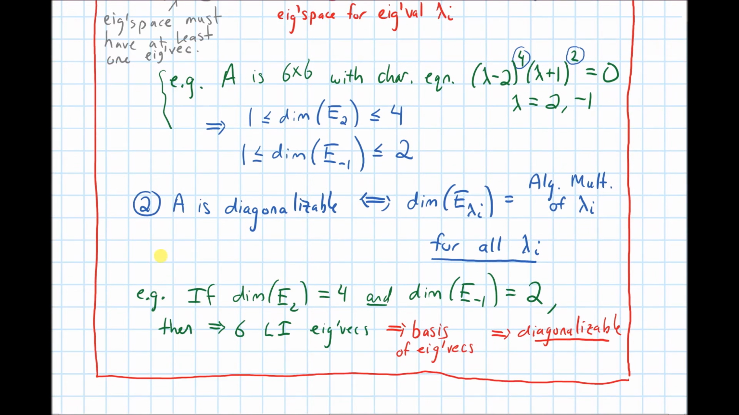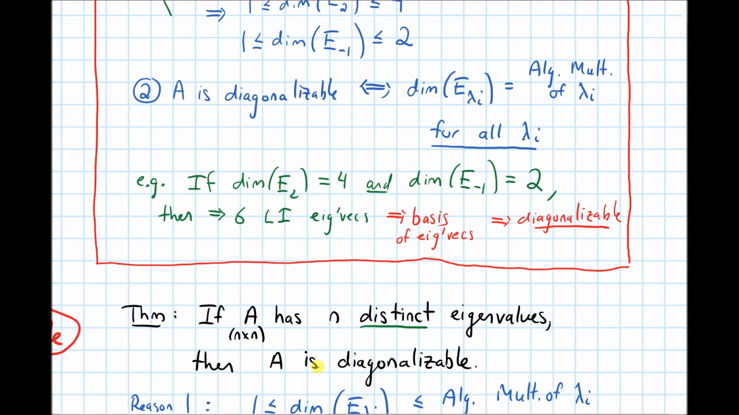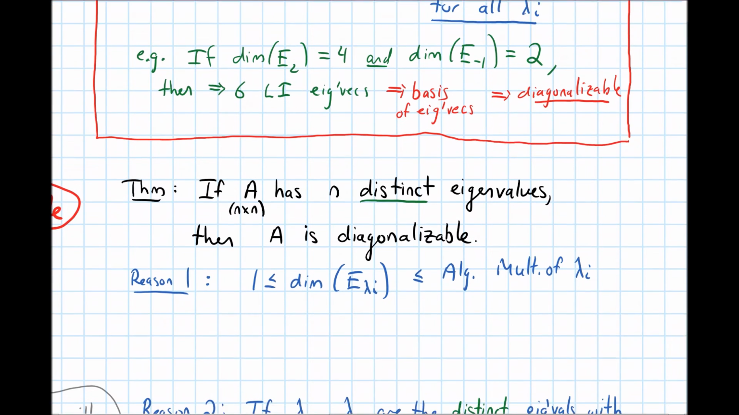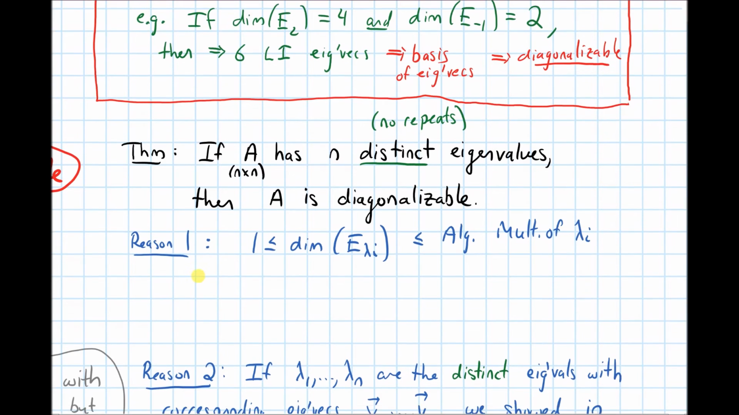Okay, so next I want to state a theorem that gives us a simple check for whether a matrix is diagonalizable in a special case. If A has n distinct eigenvalues, so distinct means that there's no repeats, then A is guaranteed to be diagonalizable. So I'm going to give 2 reasons why this is true.